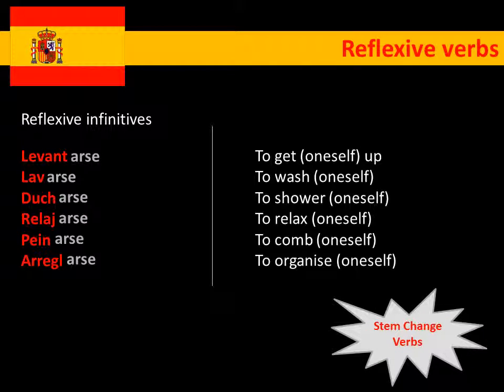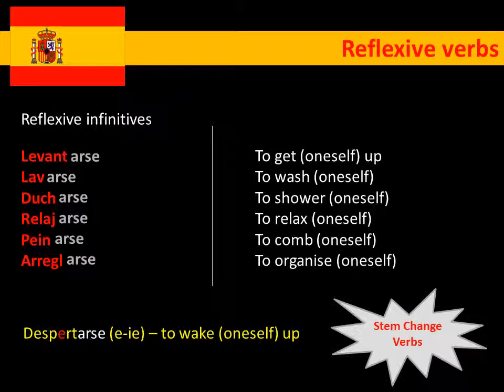We've also got some that are reflexive and are stem change verbs. The key example is this one, despertarse. So the E is going to go to IE, but also it's a reflexive verb as well. So how do these things work then?